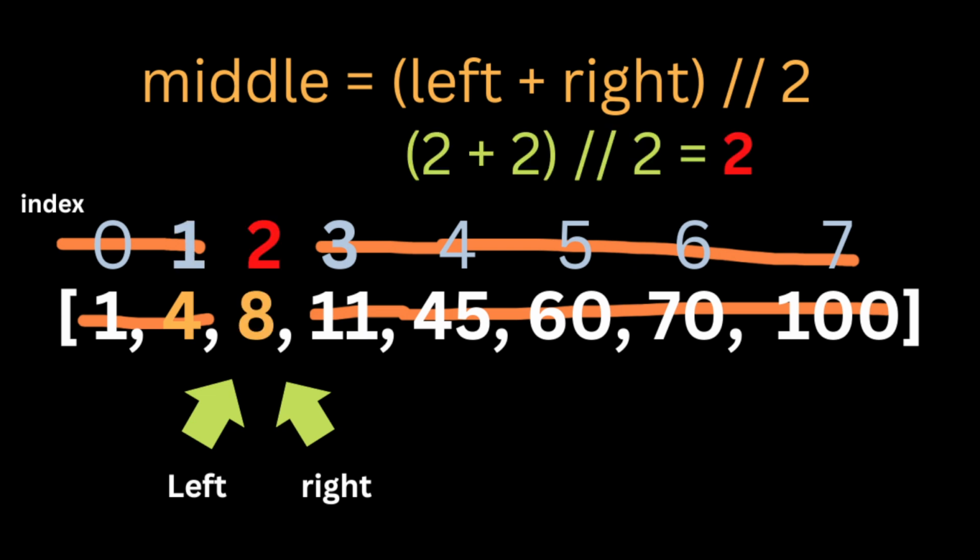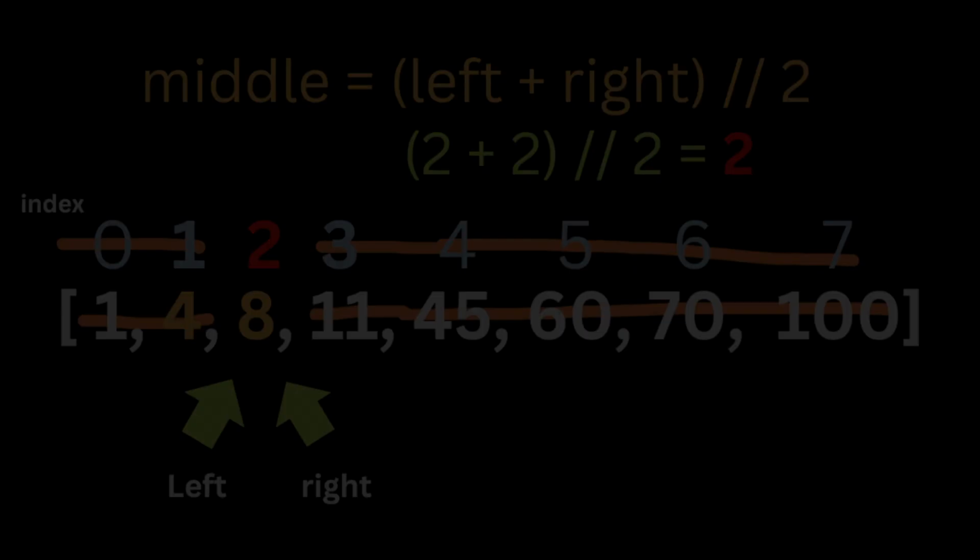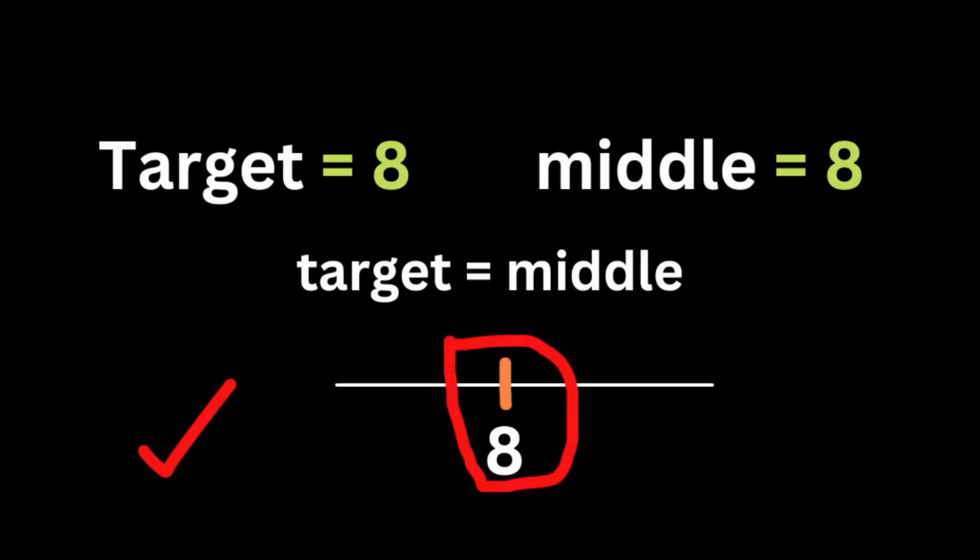So we repeat the same process. We move the left pointer one position after the middle pointer, and now the left and the right are pointing to the same number. That means the middle is going to be the same number, because left plus right divided by 2 is equal to 2, the same index. So the middle number is at index 2, and now we compare the target to the middle number. Is 8 equal to 8? Yes. Finally we find the target value and we return true, or we return the index of the value. And that's how we implement the binary search algorithm.